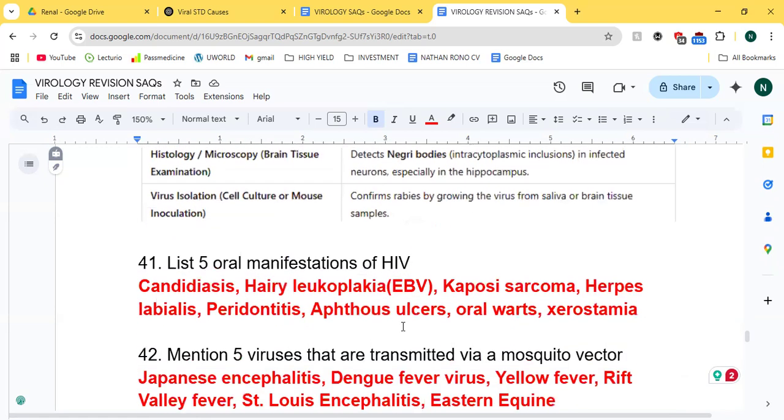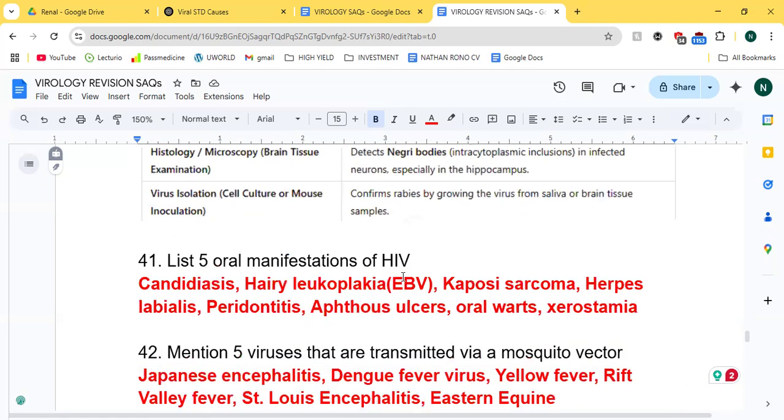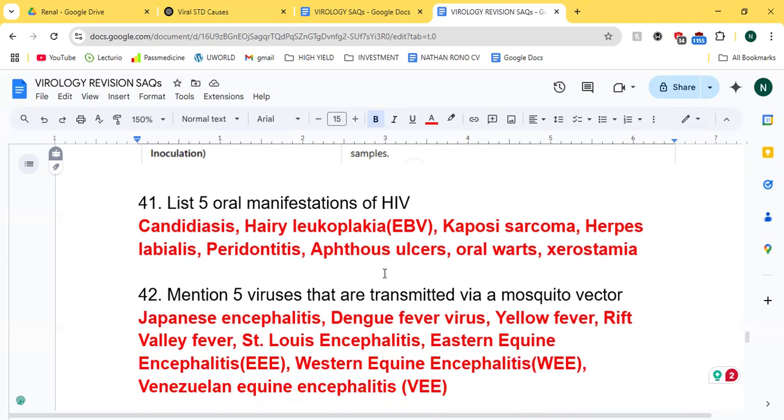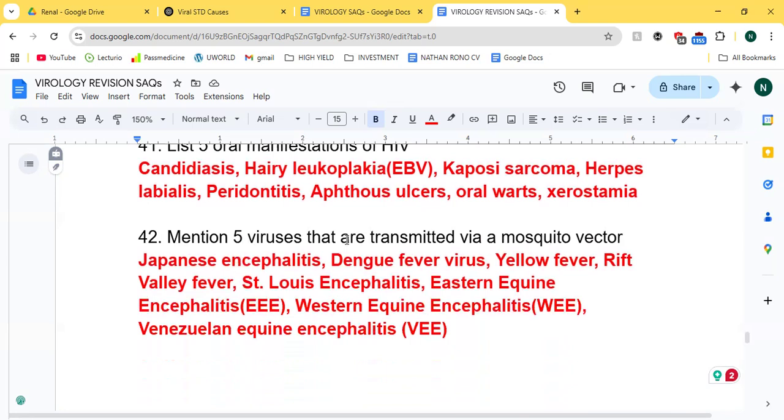Okay. And then the manifestations, I think everyone had mentioned these, except aphthous ulcers and xerostomia. Xerostomia means a dry mouth, so you're going to have a very dry mouth. Okay. And then the viruses transmitted via mosquito.